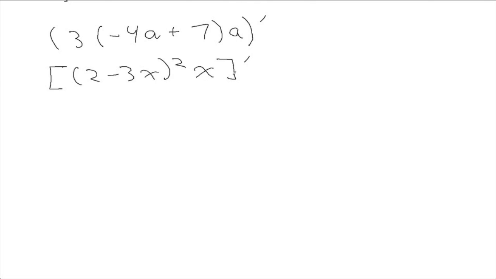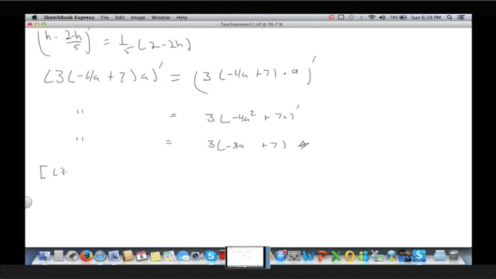Okay, so let's try to take this derivative. And again, as usual, our goal is, before taking the derivative, we want to rewrite this as a polynomial, or as a polynomial times a constant. And then we can take the derivative. Okay. So we have polynomial.